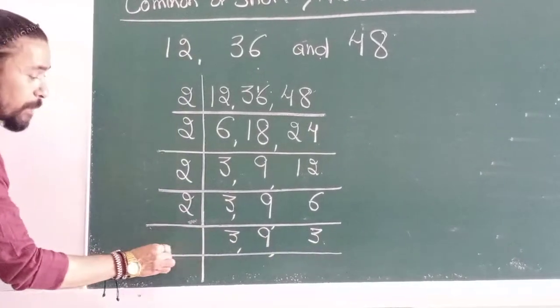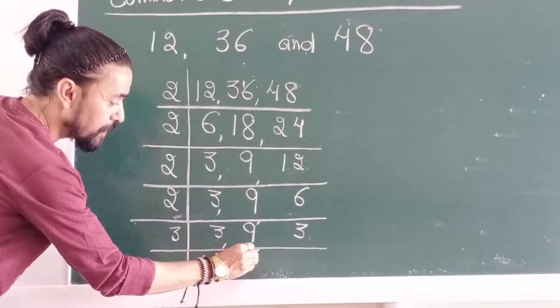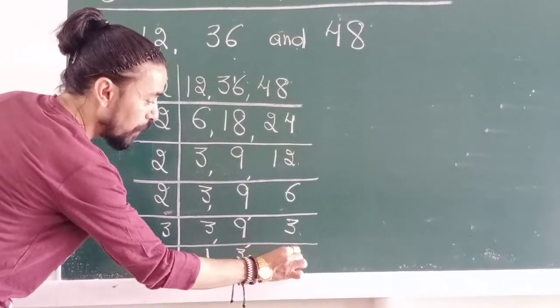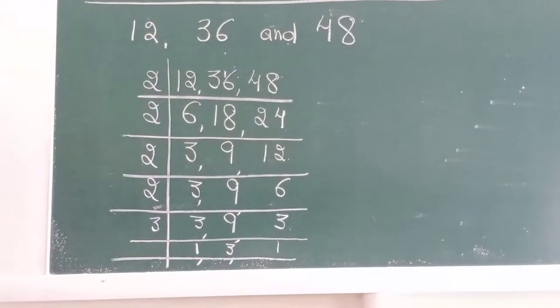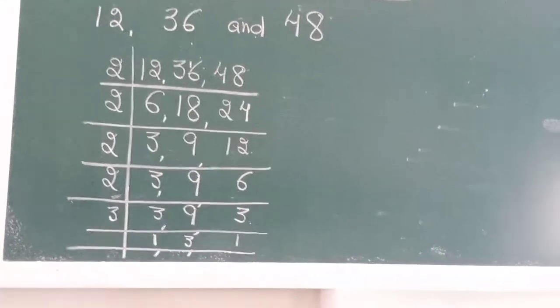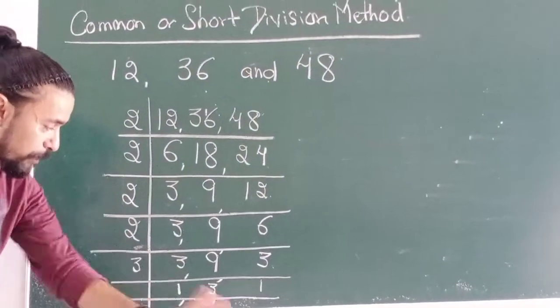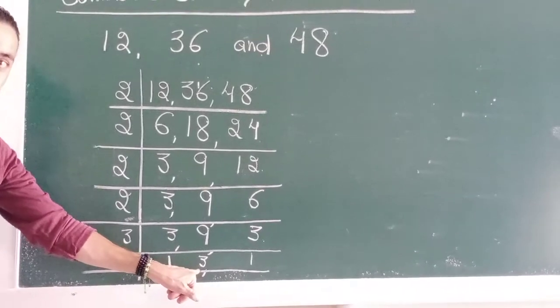All of them are divisible by 3. 3 1s are 3, 3 3s are 9, 3 1s are 3. Now I get 1, 3, 1. I am now left with 1, 3, 1. 1 is not a prime number. But 3 still can be divided by 3.